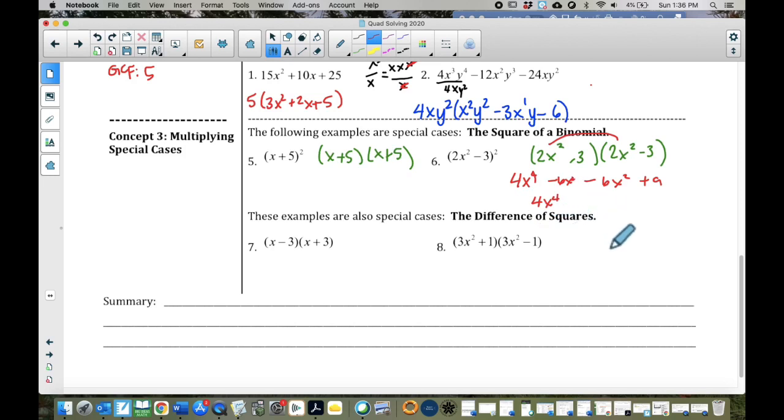So now I have to go through and add my like terms, which the two middle ones are the only ones that have x squared. So those are the like terms. So that's minus 12x squared, and I still have my plus 9 on the end.